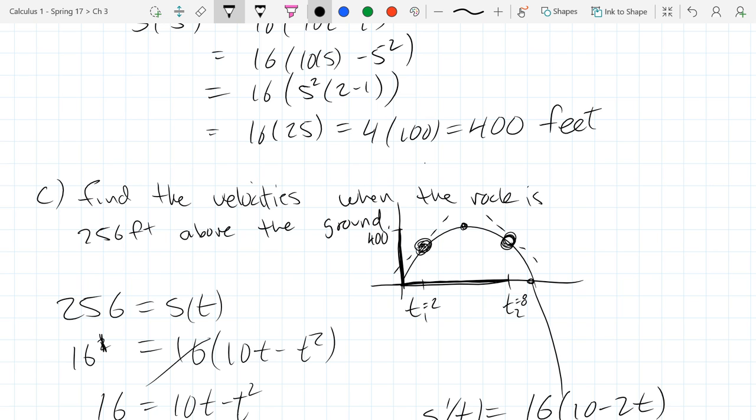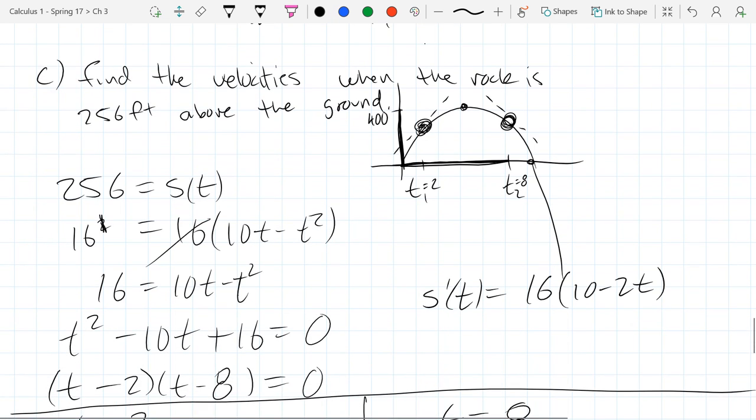So just like any time you model things, generally there are some limits to your time interval of what actually makes sense.